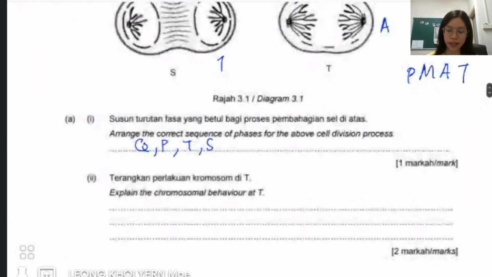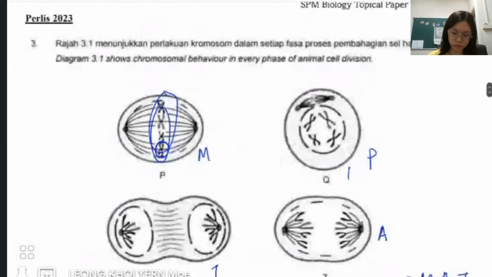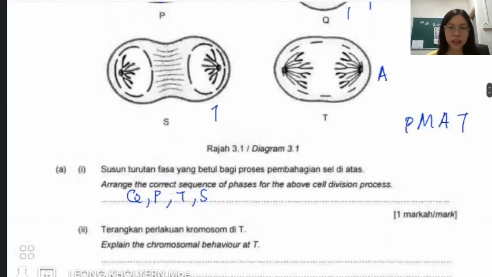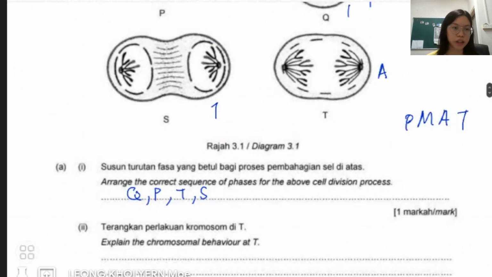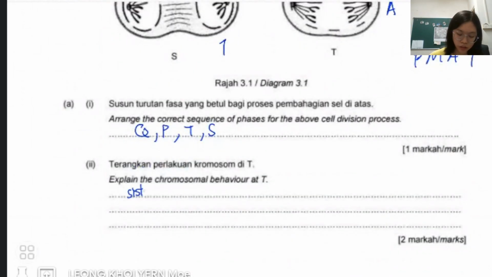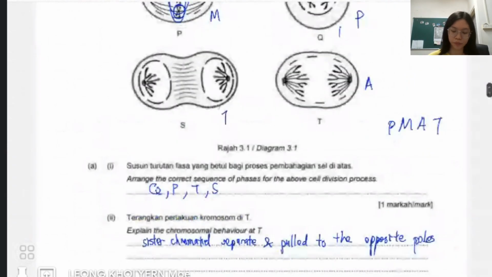So explain chromosomal behavior at T. Chromosomal behavior at T is basically the separation of sister chromatids. So sister chromatids separate and move to the opposite pole. That's all.